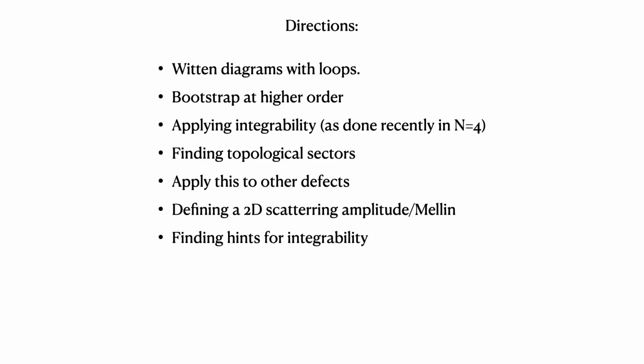So in further projects, it'll probably be interesting to look at Witten diagrams with loops to confirm that we have in this case also the agreement of the Bremsstrahlung function, of the normalization of the 2-point function. It'll also be interesting to look at bootstrap at higher order to see if we can actually find the correlators order by order. Recently, some examples of integrability have been discussed in the context of N=4 super Yang-Mills. It would be interesting to look at the same thing in this case.